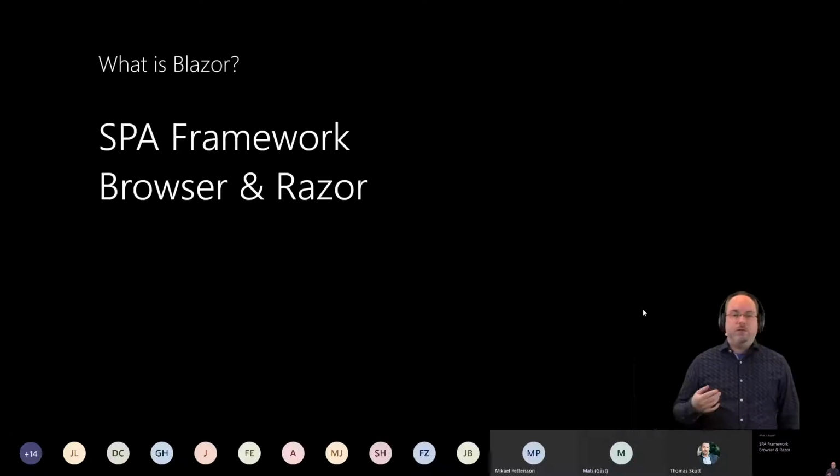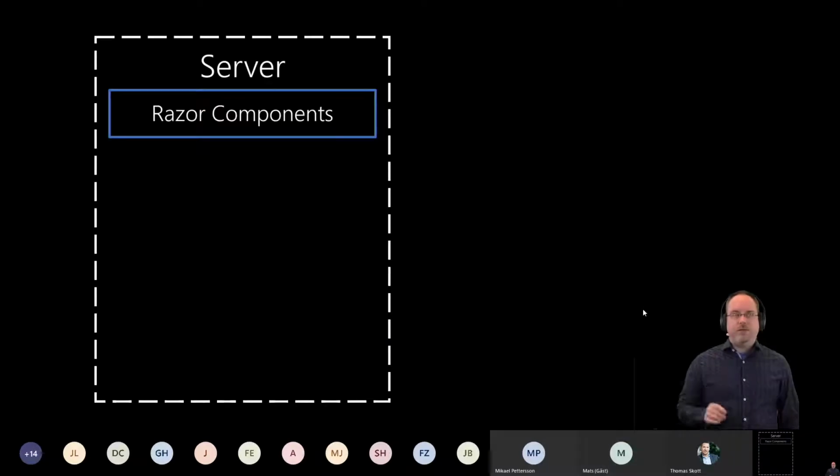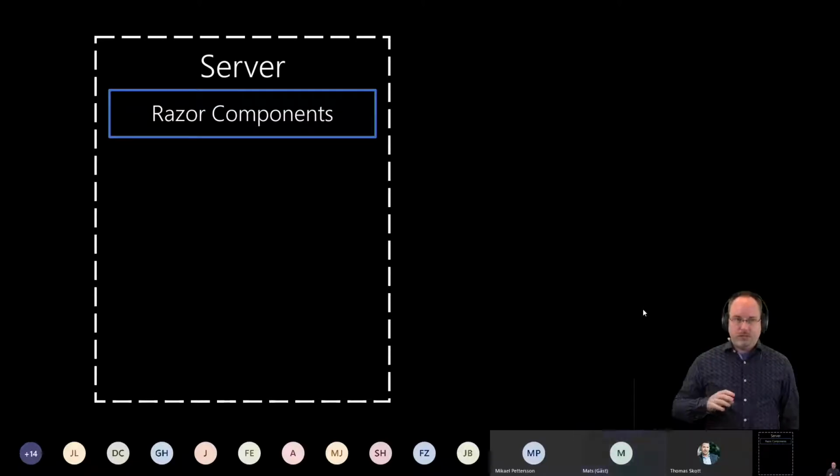There are two ways of hosting Blazor, server side and client side. And we're going to start with server side. Server side works like this. What is actually happening is that we are running our Razor components. That's the Razor part of things. And that is going to generate HTML.